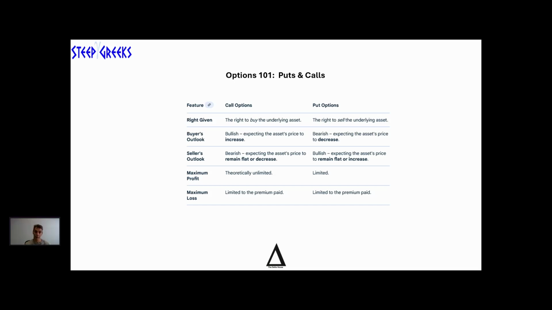The maximum profit for a call option is theoretically unlimited. The maximum profit for a put option is limited because the asset can only go to zero, whereas when you buy a call option, the asset can go to infinity. Your maximum loss on a call option is limited to the premium you paid. The maximum loss on a put option that you purchase is limited to the premium paid.